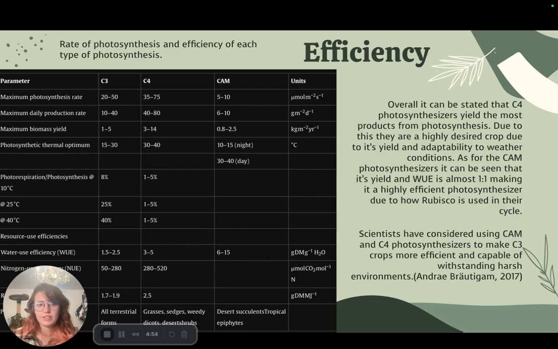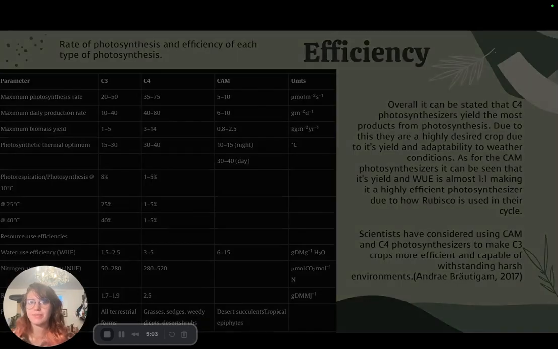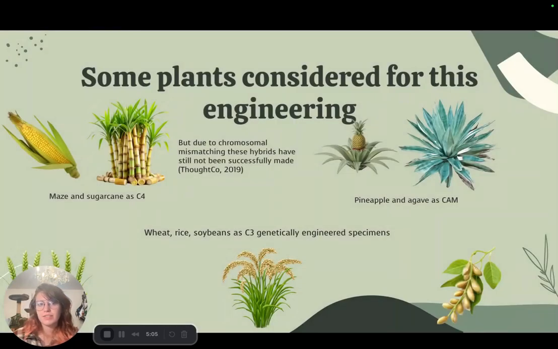Scientists have considered using CAM and C4 photosynthesizers to make C3 crops more efficient and capable of withstanding harsh environments. Some plants considered for this engineering include maize and sugarcane as C4 photosynthesizers and pineapple and agave plants as CAM photosynthesizers. They've considered putting their chromosomes into wheat, rice, and soybeans as specimens. But due to chromosomal mismatching, these hybrids have still not been successfully made.